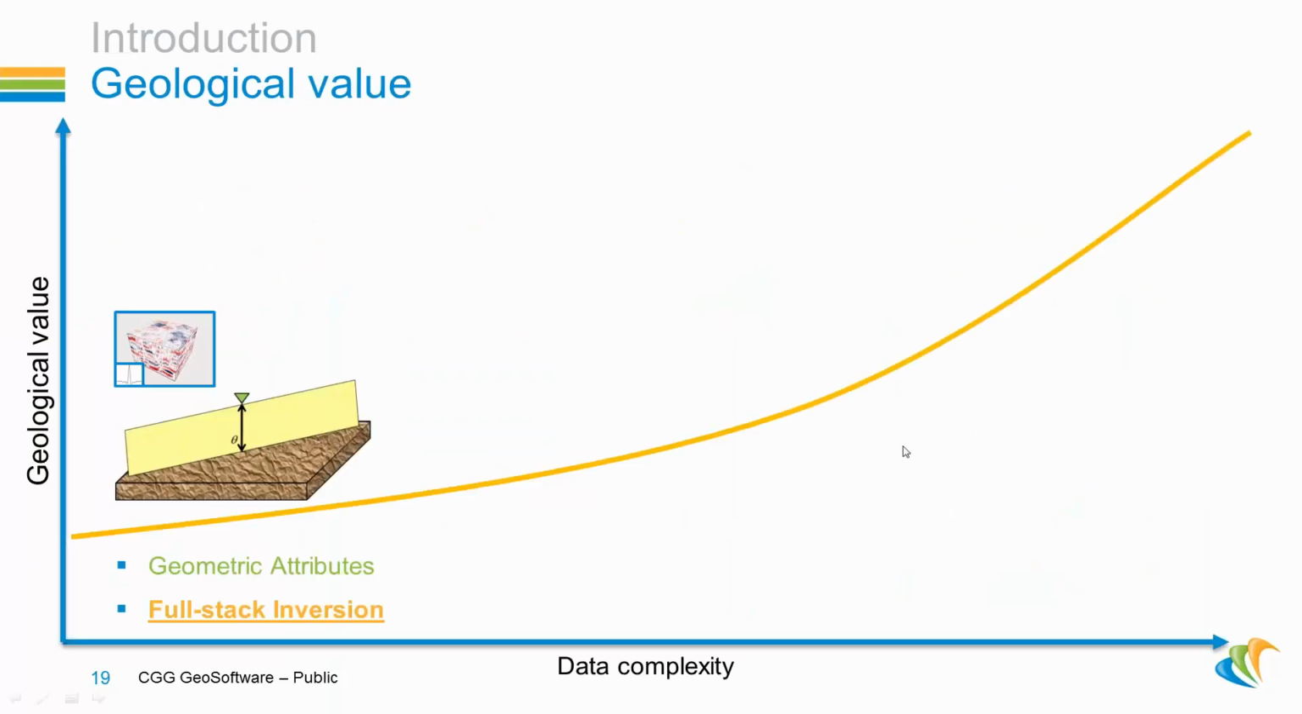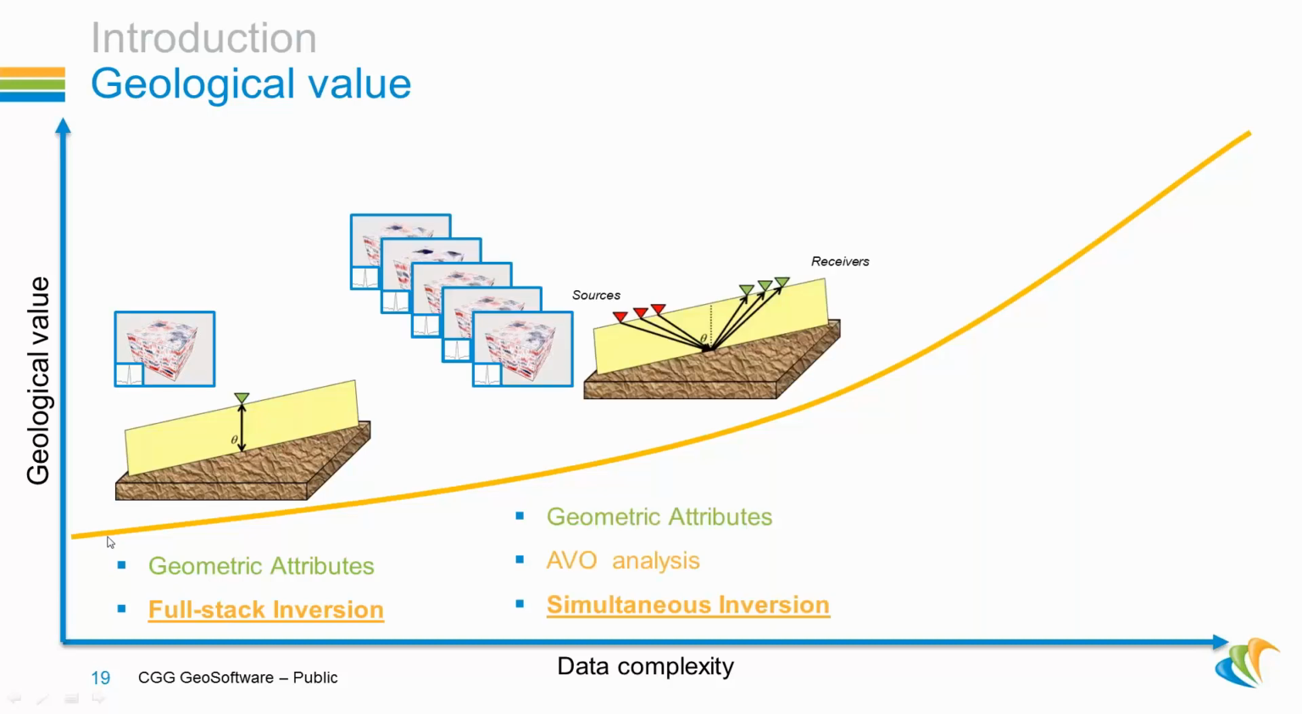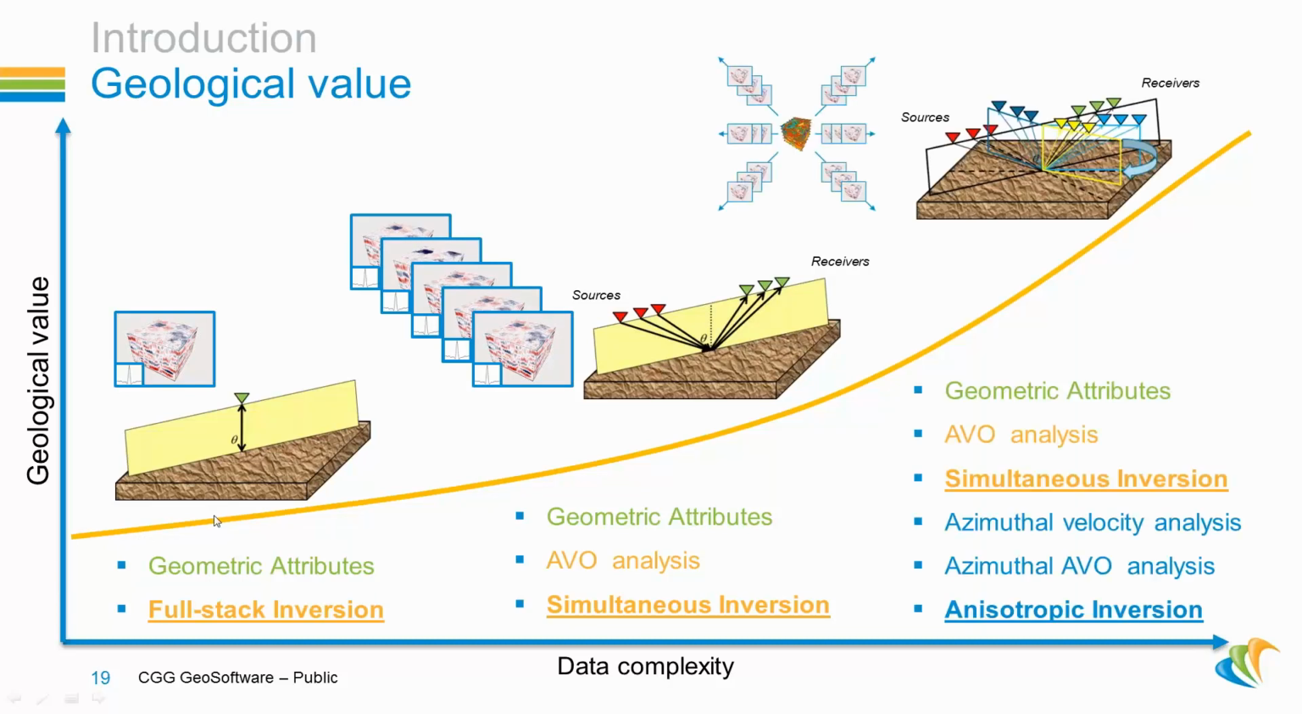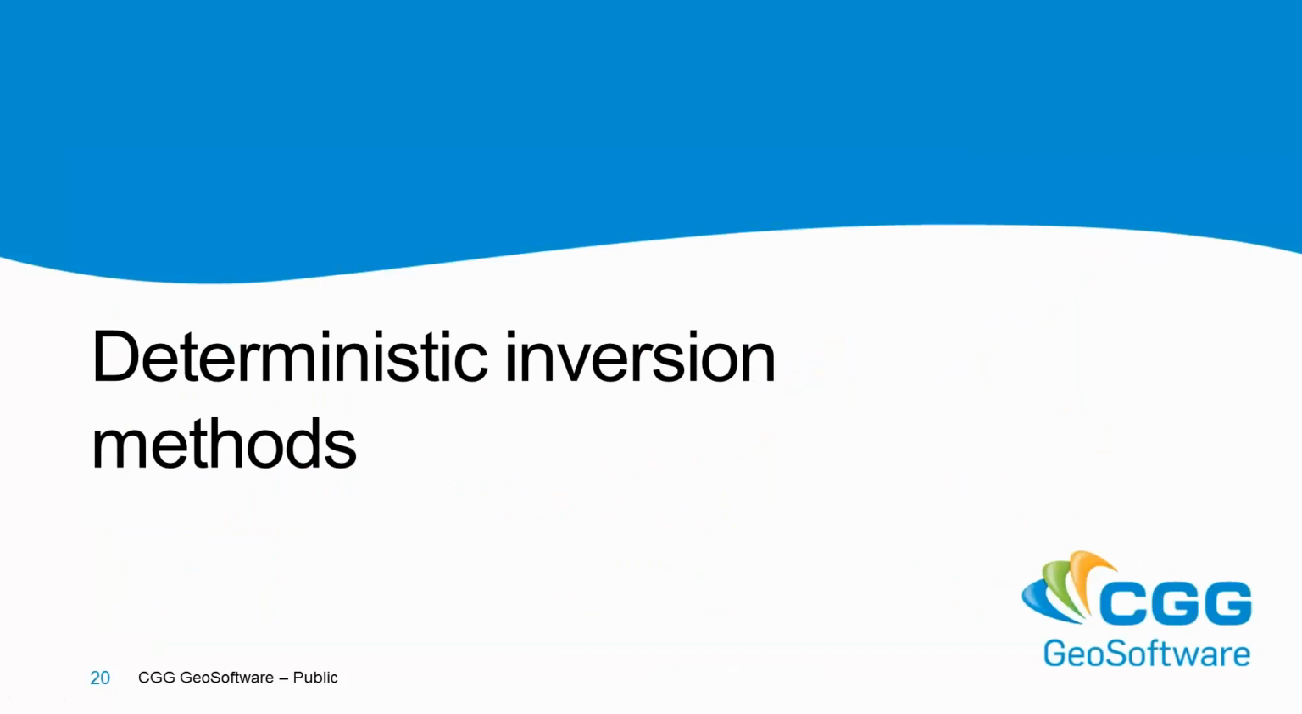And if you use different seismic data, we can get a different geological value out of those. For example, this graph is showing that for full stack seismic data, we can go for geometric attribute analysis or full stack inversion. We get some geological value out of that, but you are increasing the geological value using more sophisticated data and more data sets. And finally, you go for azimuthal data sets, and you can get anisotropy estimations using anisotropic inversion.